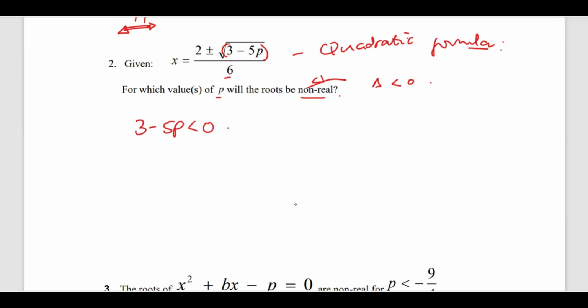Then let's solve this. Let's move the 3 to that side. So negative 5p is less than negative 3. When you divide through by negative 5, remember the inequality sign must change. So p is greater than 3 over 5, and then we're done. So for all values of p greater than 3 over 5, the roots are going to be non-real.